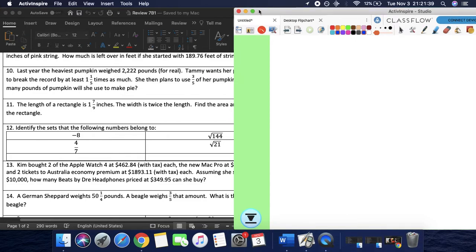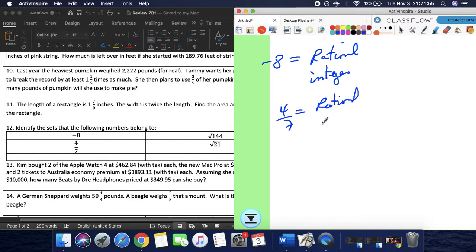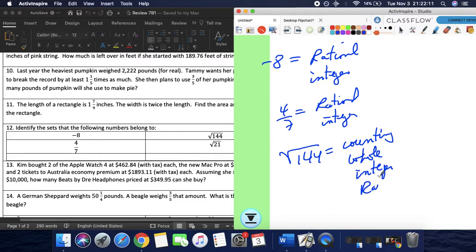So number 12. Okay, 12 is easy, right? Negative 8 is a rational. It's an integer, an integer rational. 4 over 7 is a rational number. No, you don't need to write real because everything is real. Square root of 144 is a counting number, a whole number. It's an integer, and it's a rational number, because square root of 144 is the same thing as 12.